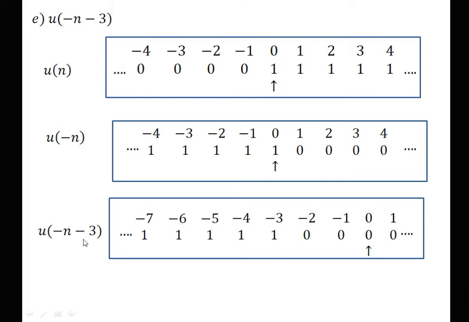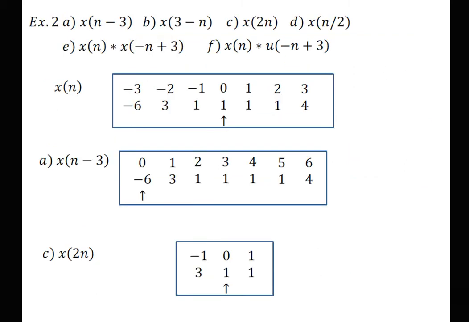In advance operation, we always shift the arrow to the right. So this is the location 1, 2 and 3. So here our 0th location starts, so the signal gets advanced by 3 units after folding the signal. Now see the next example.